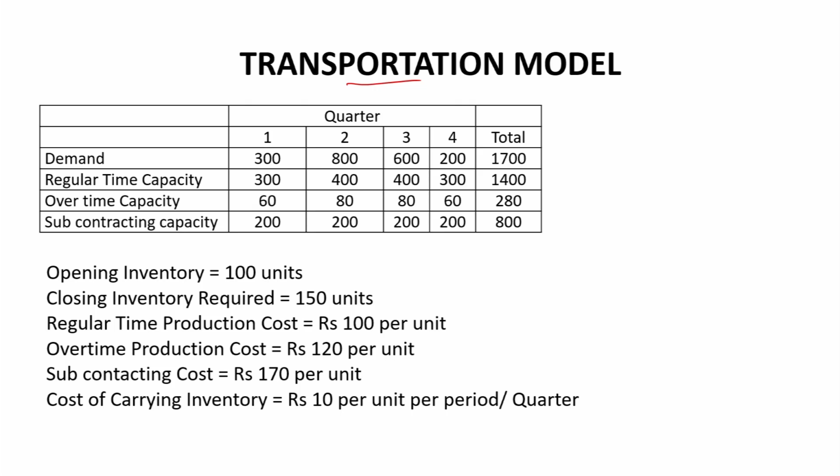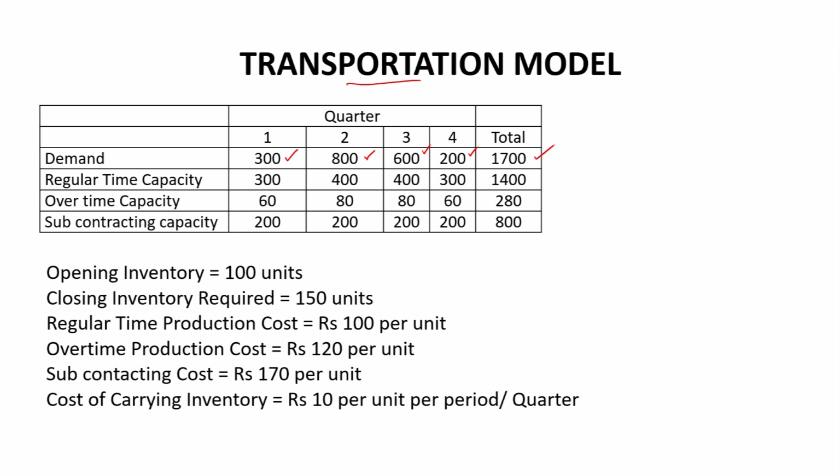Same way here, we are again considering 4 quarters. The demand in the first quarter is 300 units per week, in the second quarter 800 units per week, in the third quarter 600 units per week, and in the fourth quarter 200 units per week. We can also say in absolute terms: first quarter demand is 300 units, second quarter 800, third quarter 600, fourth quarter 200, and the total demand is 1700.